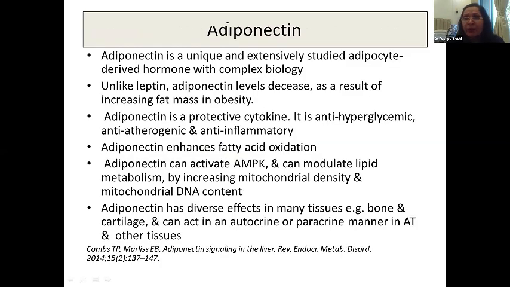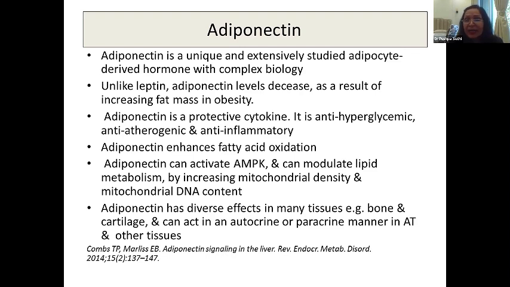Now coming to the adiponectin. Adiponectin is a unique and extensively studied adipocyte-derived hormone with complex biology. Unlike leptin, adiponectin levels decrease as a result of increasing fat mass and obesity. So as obesity increases, adiponectin levels decrease. Adiponectin is a protective cytokine. Now you have to remember, this is the only protective cytokine liberated by most of these adipocytes. It is anti-hyperglycemic, anti-atherogenic, and anti-inflammatory.